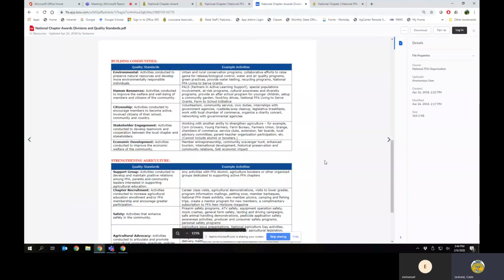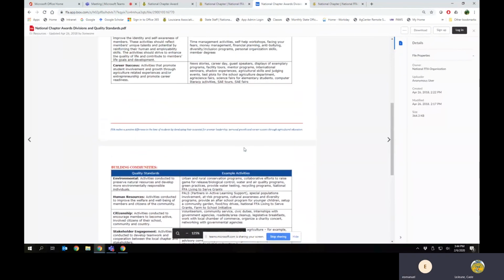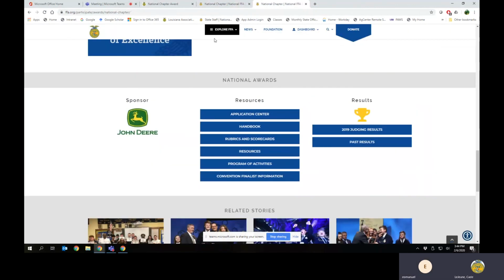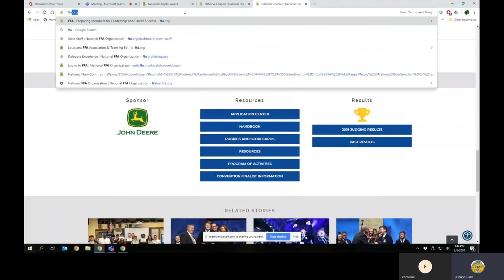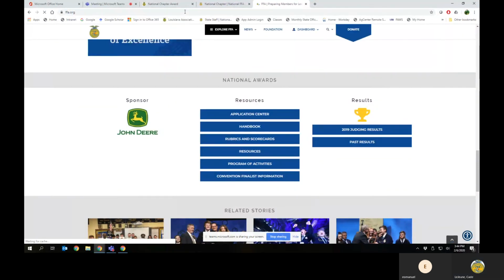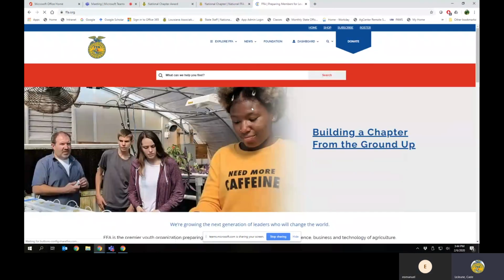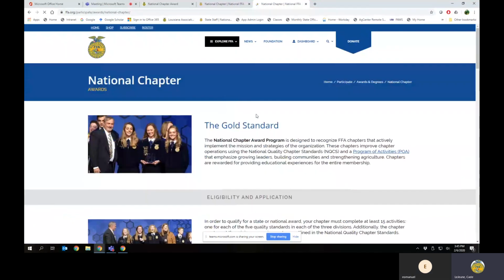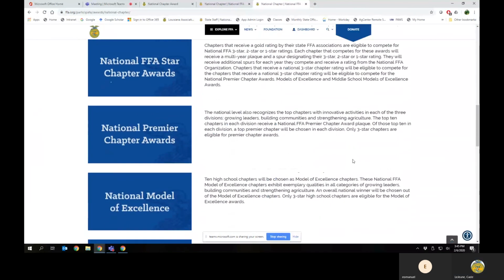There you go. So it gives you the description of the quality standards and example activities that would qualify under each one. If you go directly to the National FFA website, you can also access this information. Let me show you quickly what that would be. So up top, when you go to Explore FFA, you'll come down to the national chapter, and it will bring you back to the same page again.